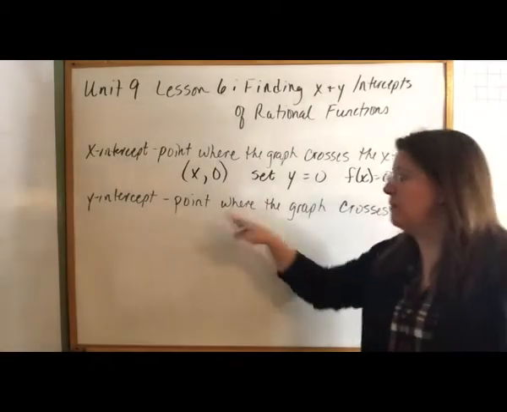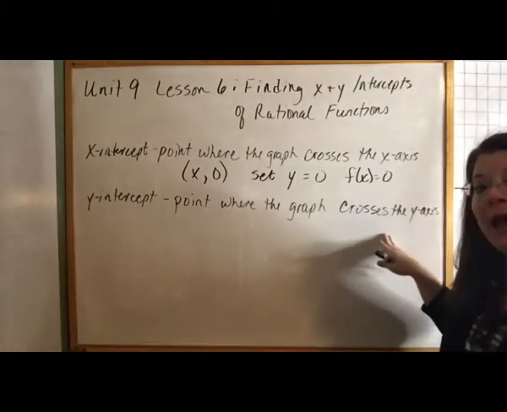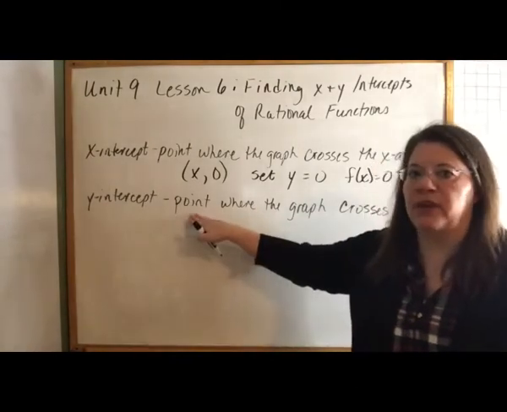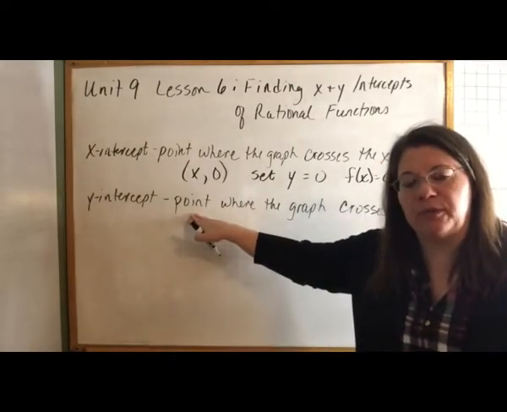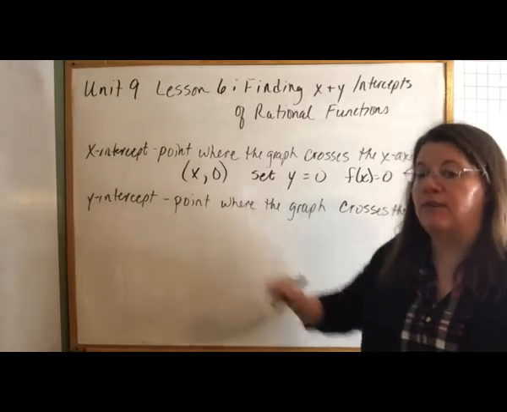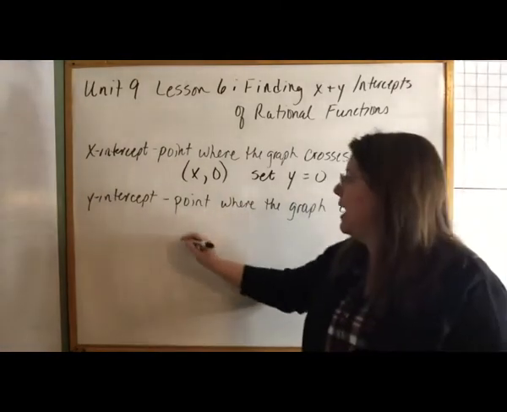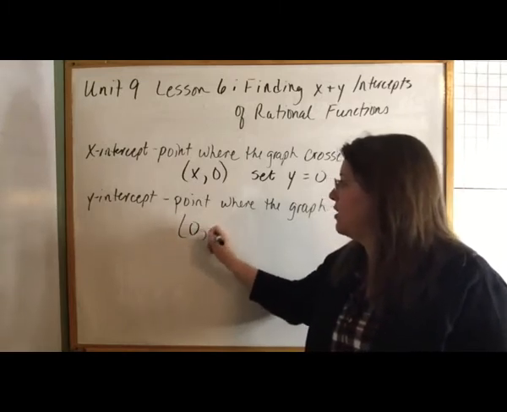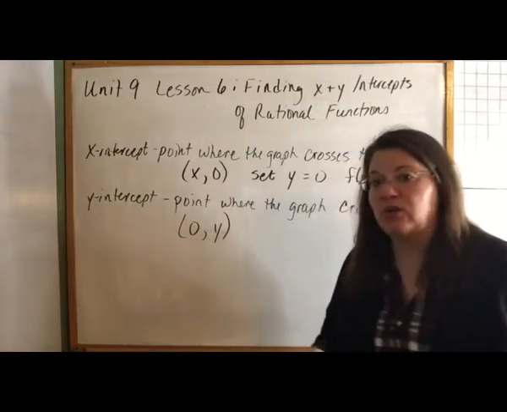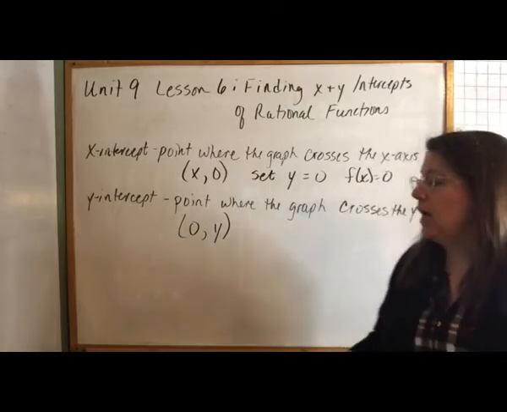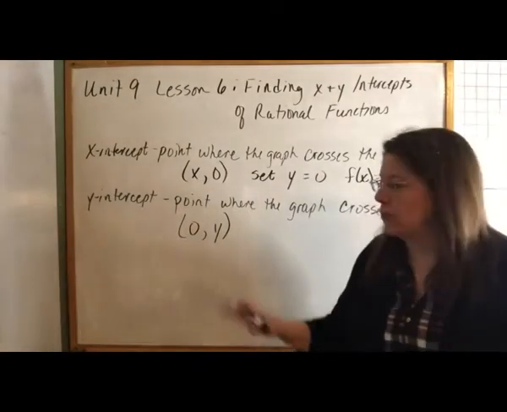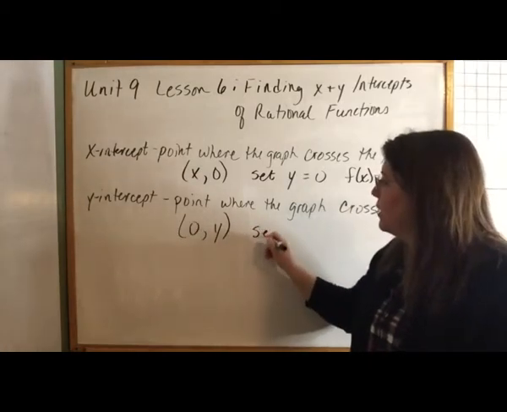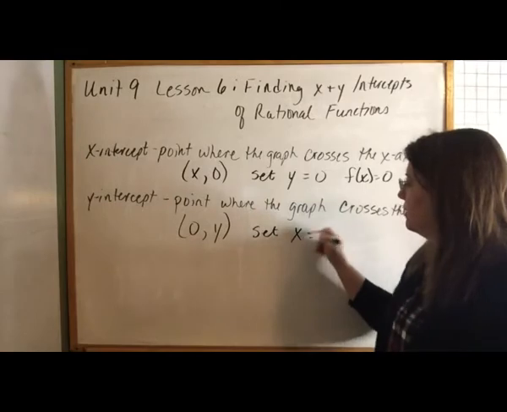The y-intercept is the point where the graph crosses the y-axis. To find the y-intercept, this is always very simple to do. All you have to do is plug 0 in for your x values in the equation. So an ordered pair that crosses the y-axis has an x value of 0 and then a y value that is some other number, unless it crosses at the origin, of course. So if I want to find my y-intercepts, I'm going to set x equal to 0.